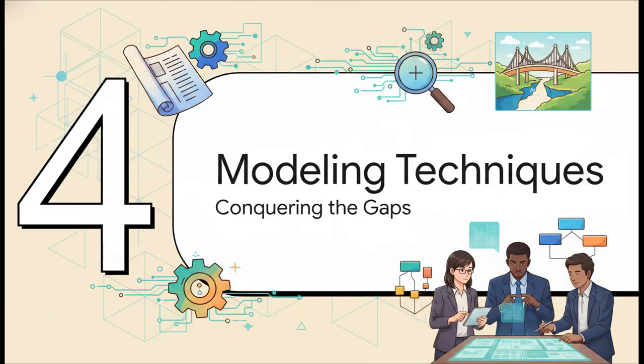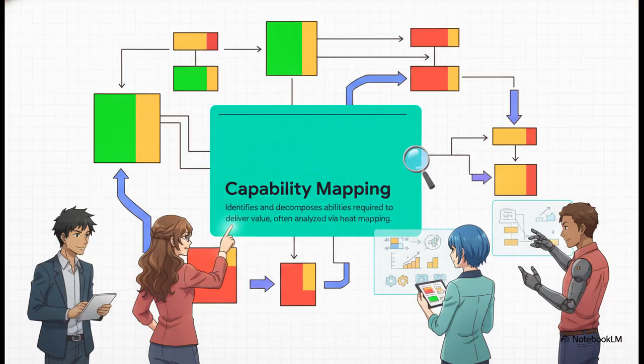Section 4. Essential business modeling techniques. Tools to conquer the gaps. Okay, let's look at the specific tools used to bridge those gaps. First up is business capability mapping. This breaks down the core abilities your organization needs to actually deliver value. A highly effective technique to use here is heat mapping. Imagine looking at a dashboard. Green areas mean your capabilities are healthy and mature, while red areas act like glaring warning lights, exposing those crucial gaps that demand your immediate attention and resources.